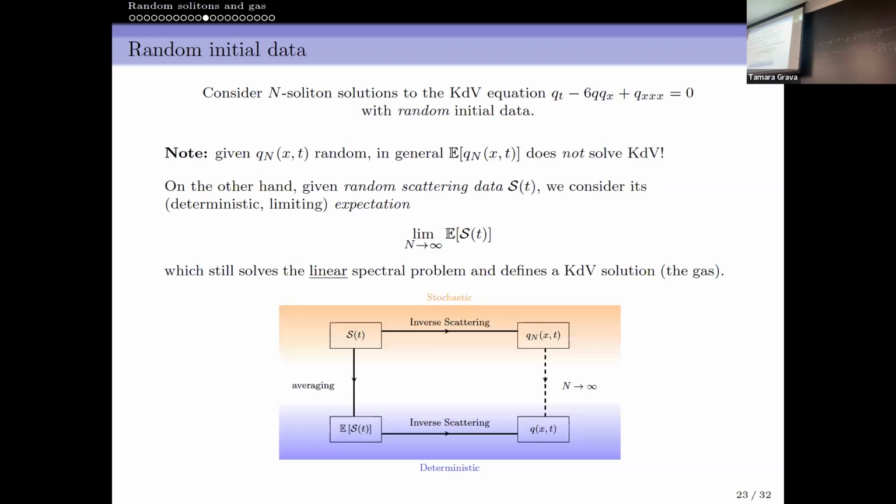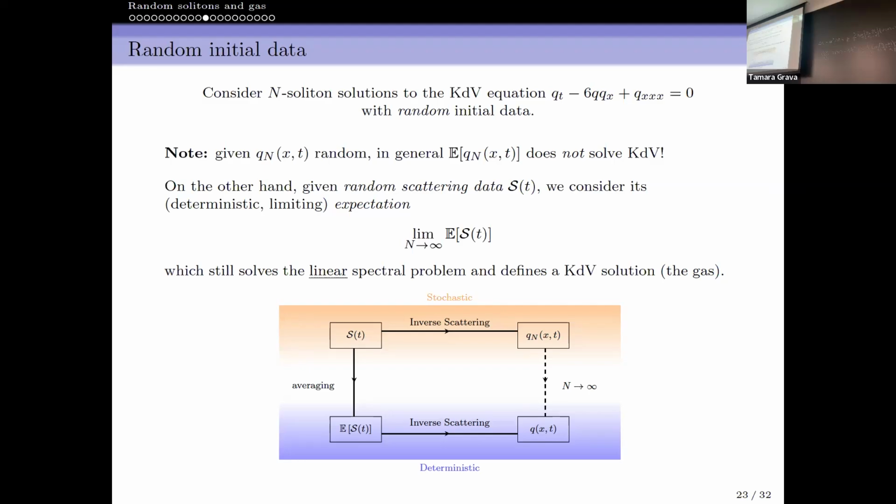So what I'm doing: I have a random scattering data here, I do the inverse scattering, and I get a random KdV soliton solution. Here I'm going down, I take an expectation of the scattering data in a certain sense that I'm going to explain. Going this way, I still get a solution by construction. Because this evolution is linear, if you take expectation, we don't destroy the fact that the solution solves KdV. So the scattering data are associated to a KdV solution.